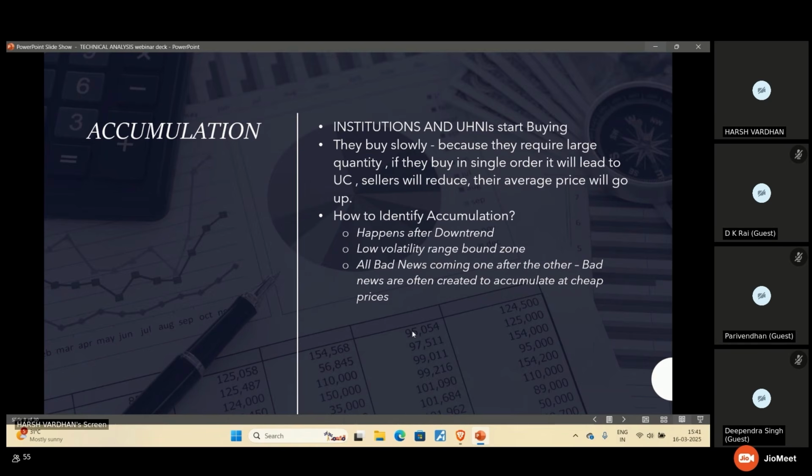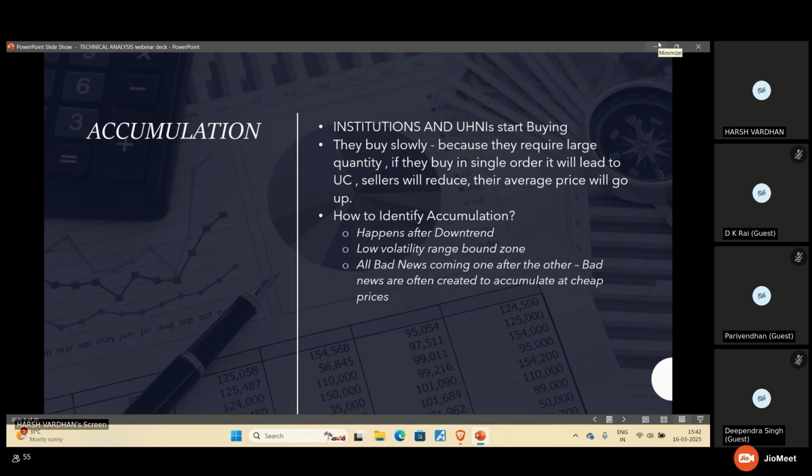Another sign of accumulation is the range of that stock will be low. For example, it will move from 100 to 105, 100 to 105, and not like 100 to 130, then coming down to 70, then again. This type of volatility will not be there during accumulation. During accumulation, the operators keep the price within a tight range of, let's say, 5%, 2%, 3%. Because they want their stocks at a particular price, they will only buy at, let's say, 100. So they will keep the price in that range.